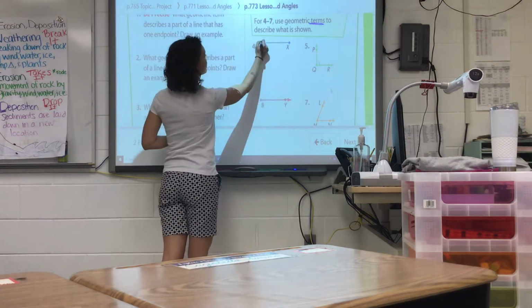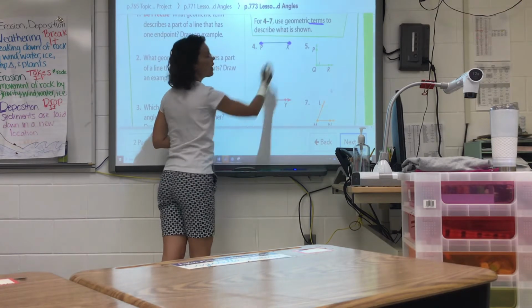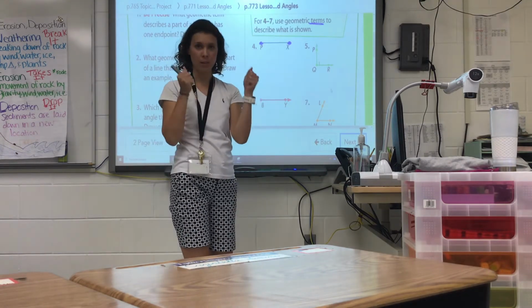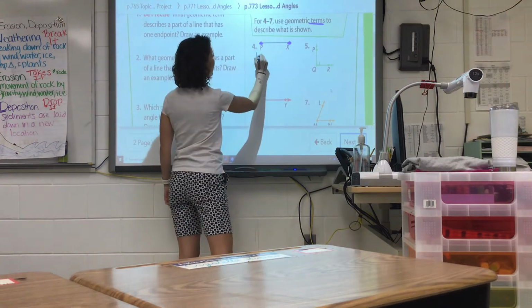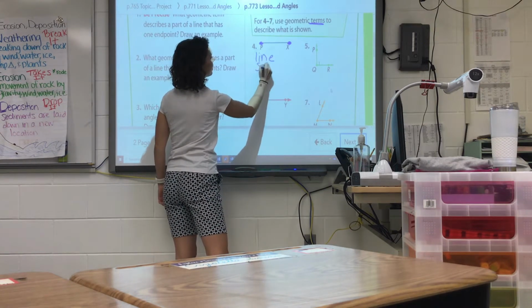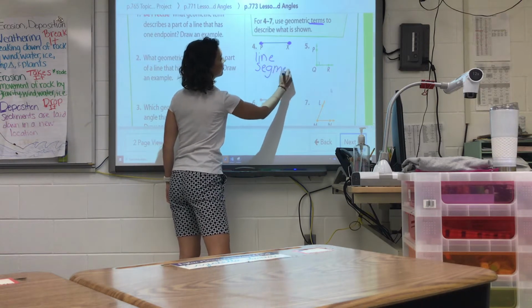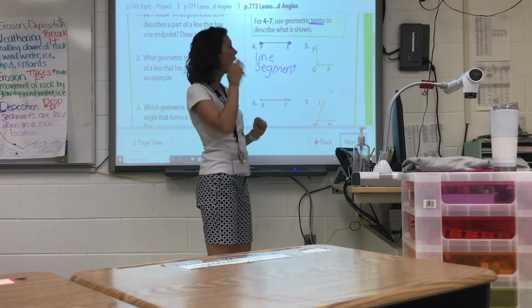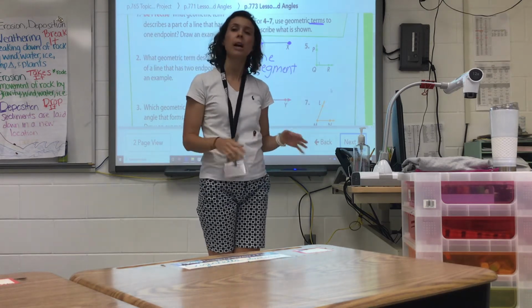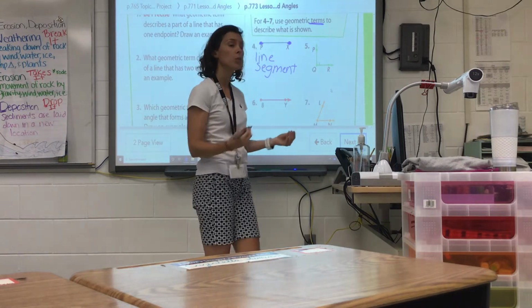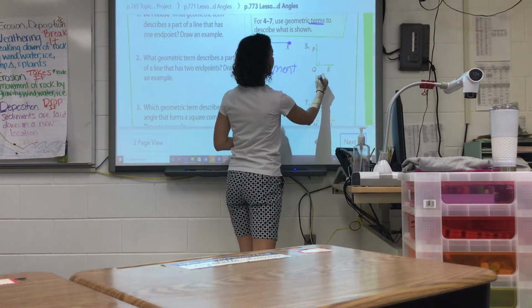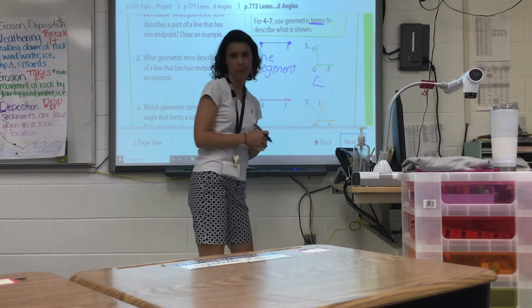So right here we have a dot and a dot. So this is a line segment. This is when they stop, okay? So if you want to write line segment. For number 5, this is an angle. So we're not going to have the word line. We're going to need the word angle, or you can just draw a picture of an angle.